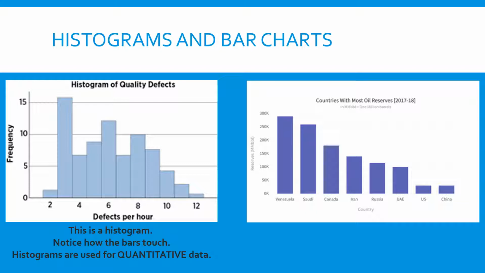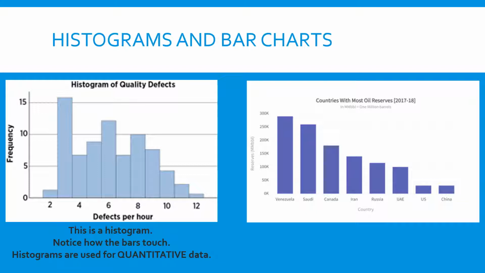Histograms are used for quantitative data. Quantitative means numbers. So your horizontal axis needs to be some kind of numeric value if you're dealing with histograms, or if you're constructing a histogram.